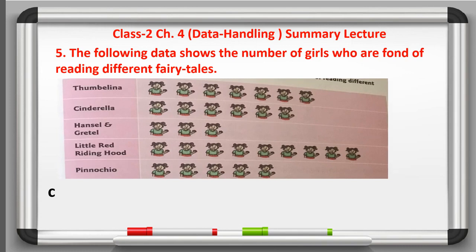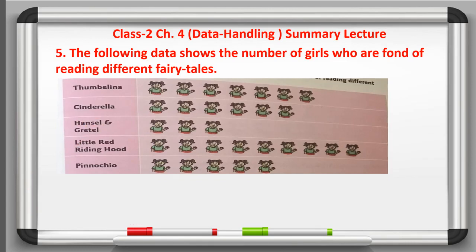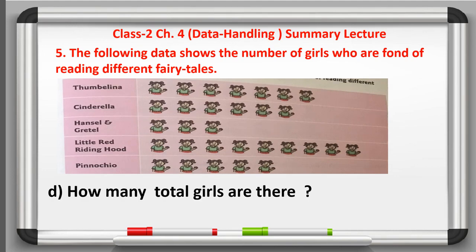In C part it is given which fairy tale is least liked by the girls. So here beta we have to write down the name of that book which is liked by the least number of girls. Okay, so here the least number of girls are in this column, 1, 2, 3 only. So the name of this book is Hansel and Gretel. So here we will write the spelling of this Hansel and Gretel. Okay, now in D part it is given how many total number of girls are there.